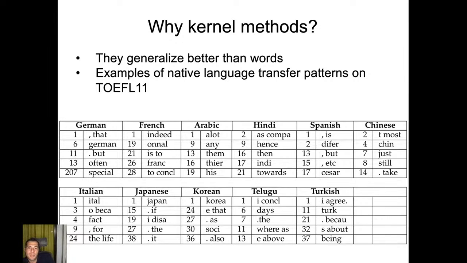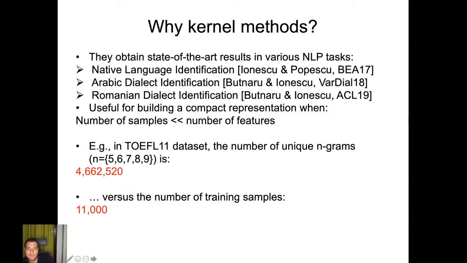Another interesting thing is that string kernels also generalize better than, for example, methods that work with words. Of course, if you want to avoid computing the space with n-grams, and you want to use a method in the primal form or a different classifier, you can use, for example, the bag of words representation. You just consider all the words that appear in the corpus, and this will be much smaller than the number of n-grams.